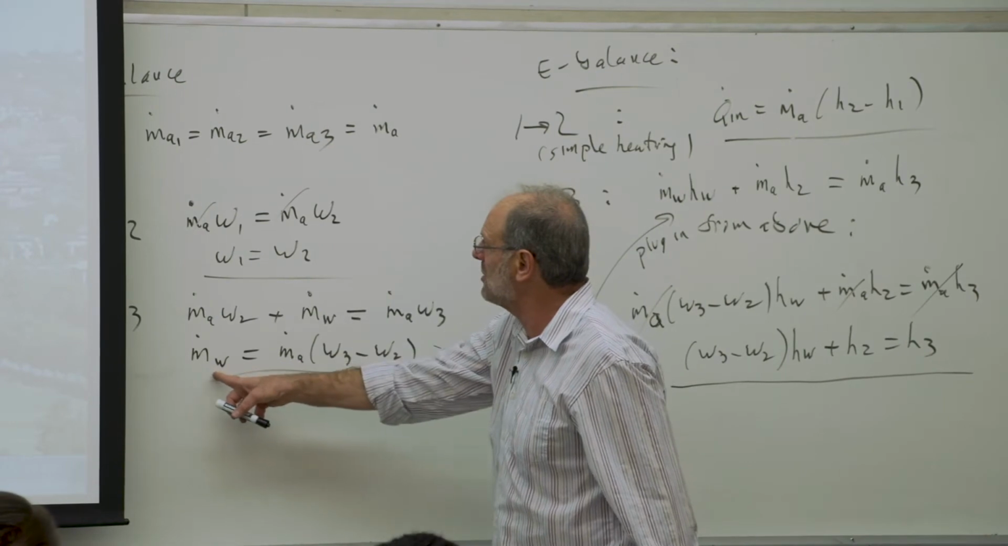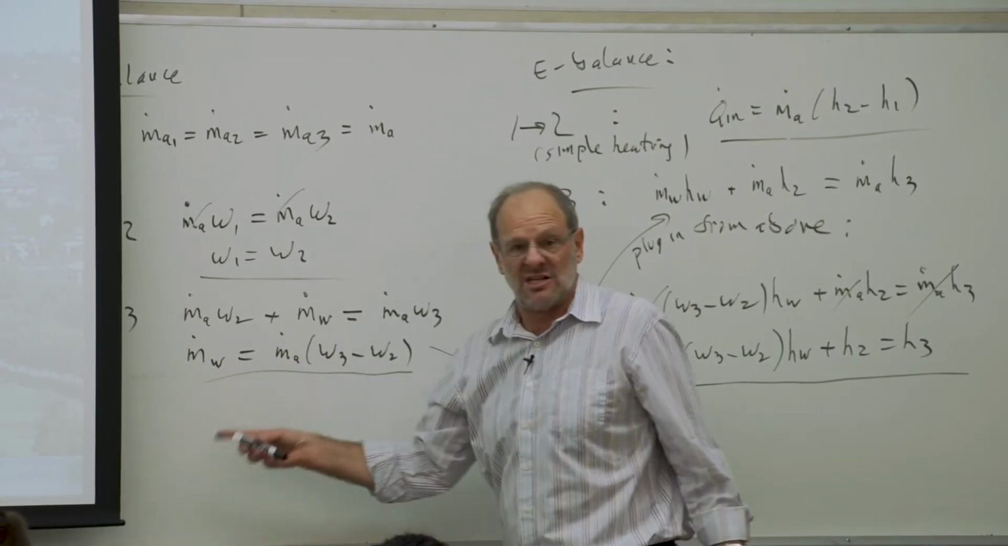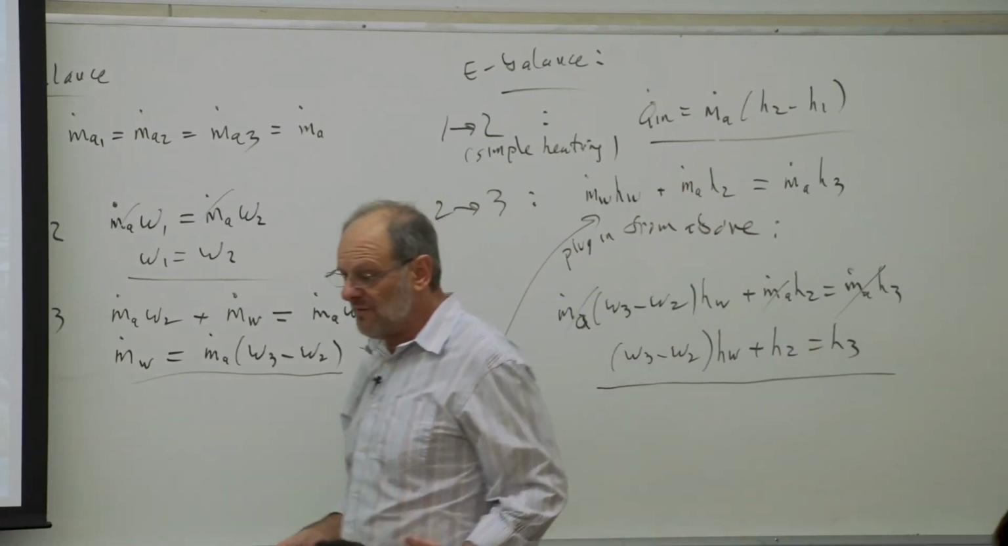If we want to know how much water is being added per unit mass of dry air, we just divide out the m dot A, and that's going to be just omega 3 minus omega 2. So those are what we are looking for.